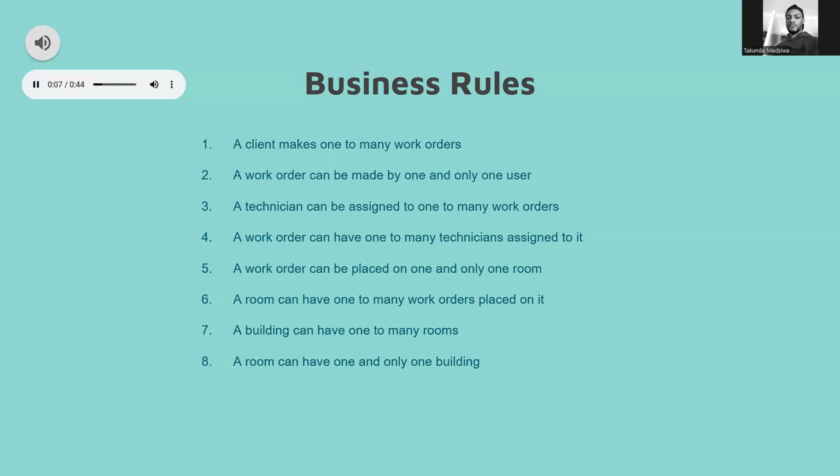2. A work order can be made by one and only one user. 3. A technician can be assigned to one-to-many work orders. 4. A work order can have one-to-many technicians assigned to it. 5. A work order can be placed on one and only one room. 6. A room can have one-to-many work orders placed on it. 7. A building can have one-to-many rooms. 8. A room can have one and only one building.